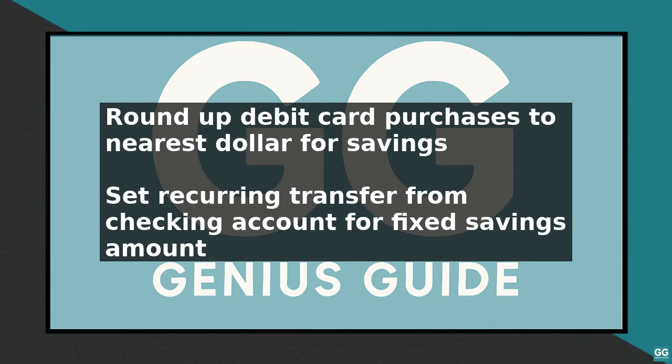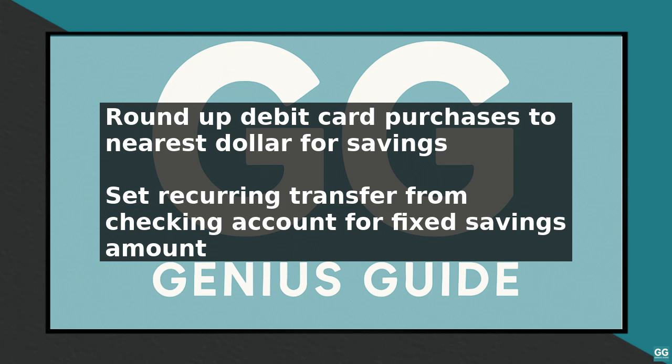If you prefer to set a recurring transfer, you can choose a fixed amount to be transferred at regular intervals, such as daily, weekly, or monthly. After selecting your savings option, review and confirm the details to ensure everything is set up correctly. You can also set a target savings amount to help you stay on track with your savings goals.